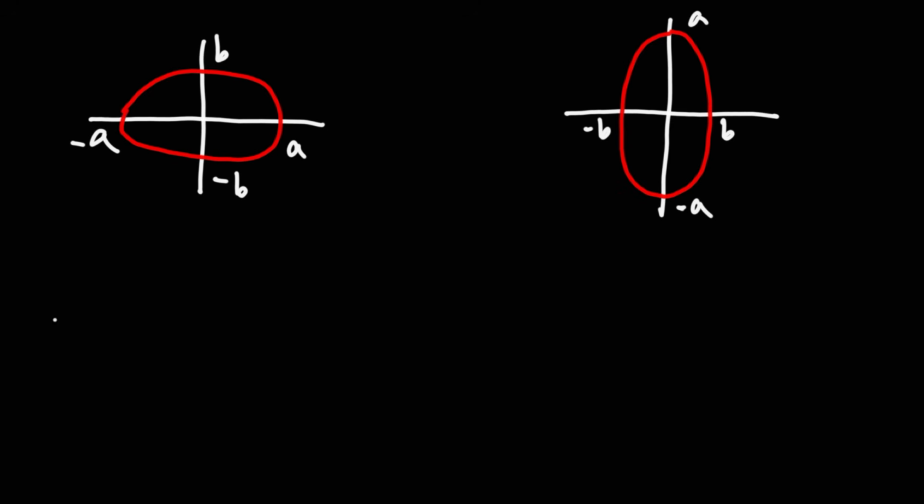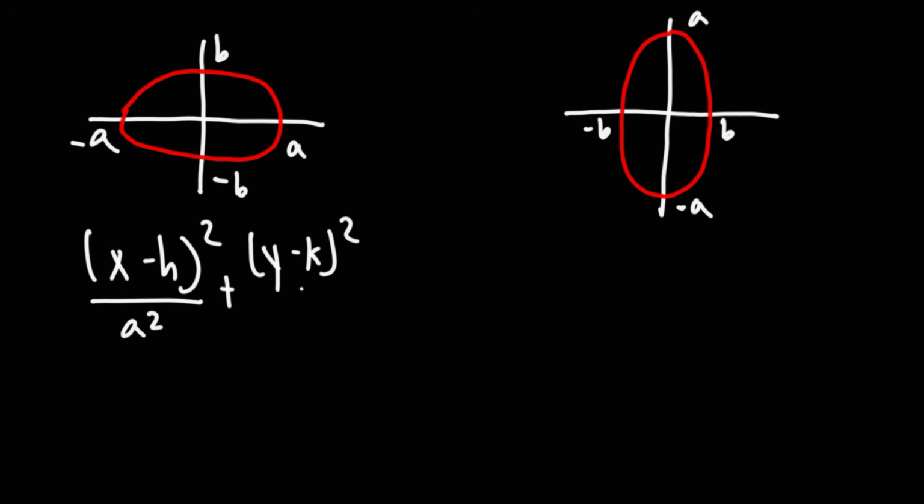Now, the equation for the ellipse on the left is going to be (x minus h) squared over a squared plus (y minus k) squared over b squared is equal to 1. So notice that a is associated with the x-axis for the ellipse on the left, so you want a squared to be under x. b is associated with the y-axis, so b squared will be under y. So knowing that will help you to know which equation applies for which shape.